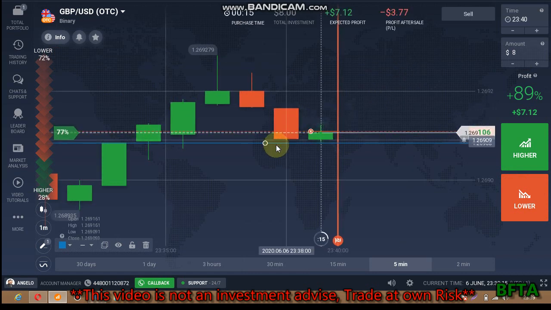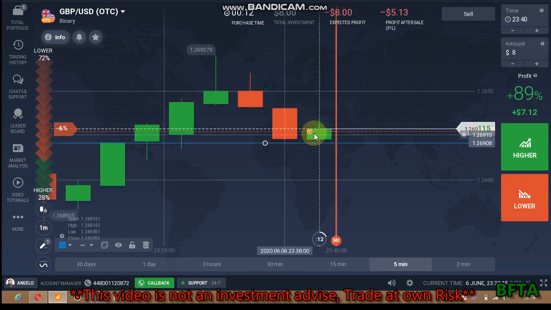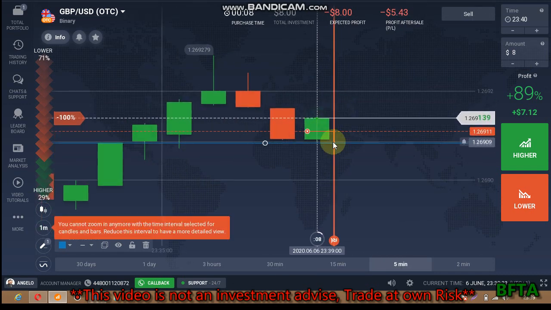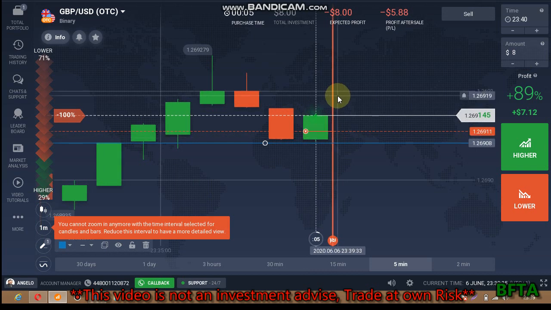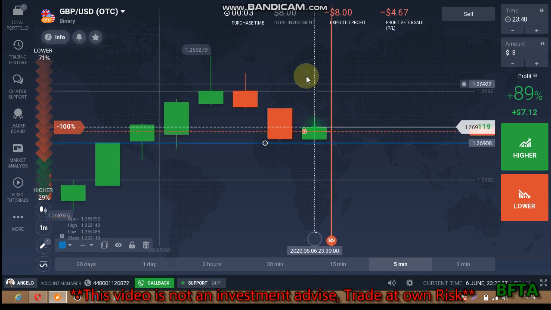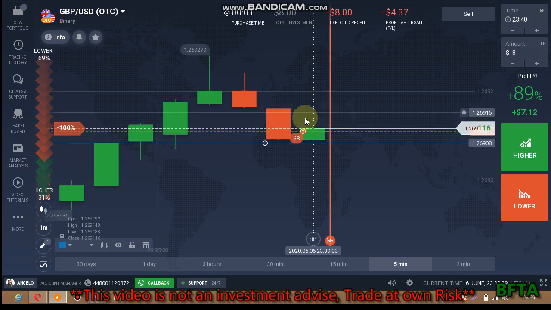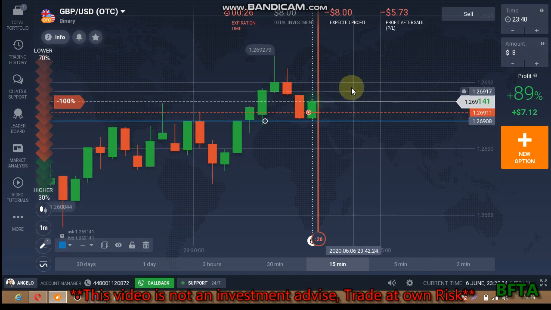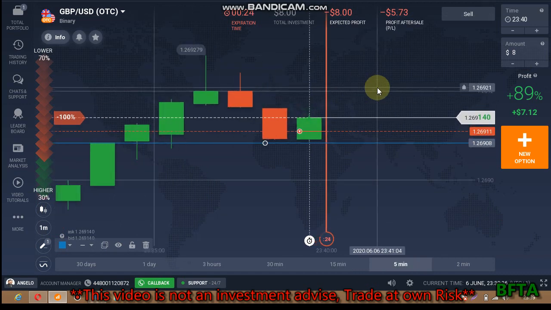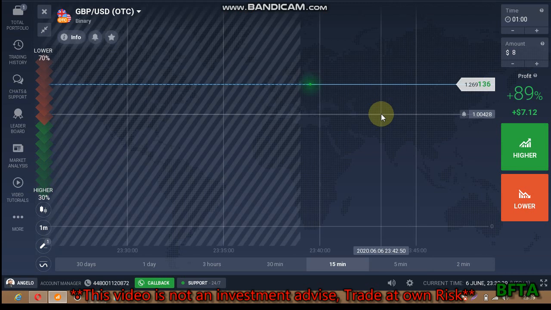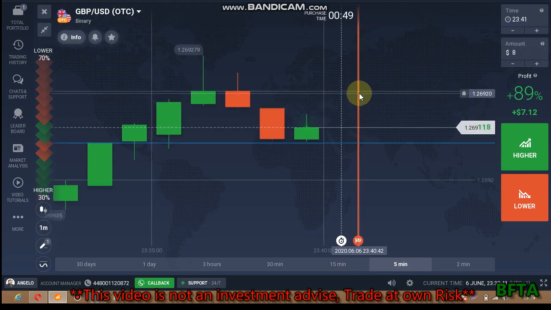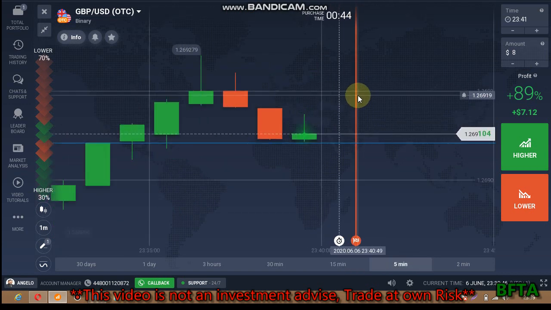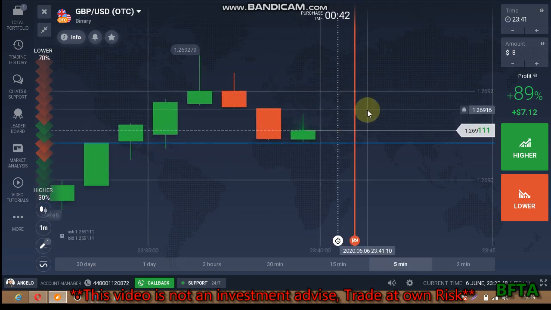I placed put option though the seller didn't touch the level, so we should expect a touch on this level before the buyers entered. But I saw a quick buyers entry. That means now the sellers will enter, or there must be rejection to close below my entry. So that's why I placed put option. Okay, so I can see sellers movement.